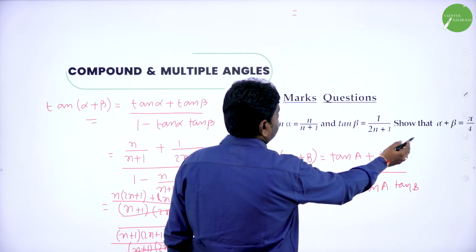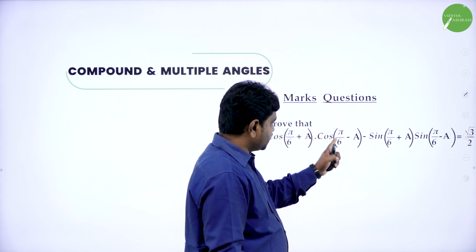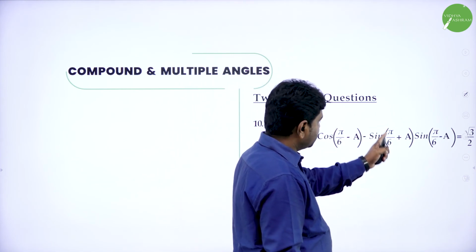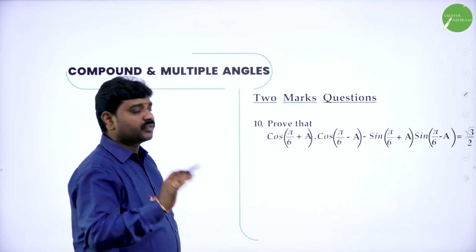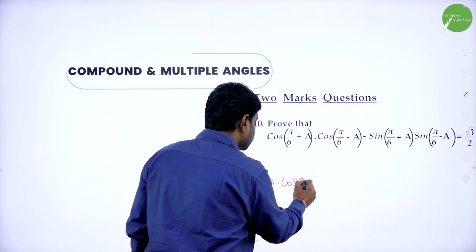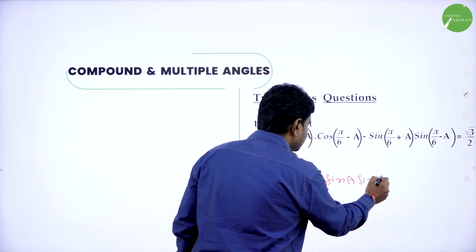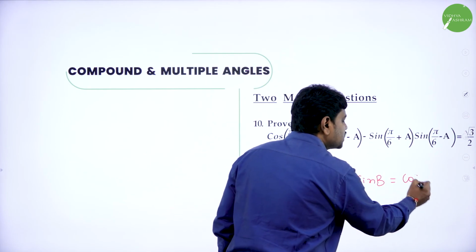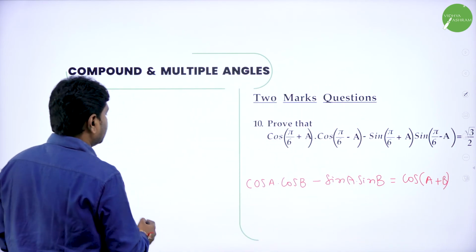That's it. Prove that cos of pi by 6 plus a into cos of pi by 6 minus a minus sin of pi by 6 plus a into sin of pi by 6 minus a is equal to root 3 by 2. Simple. Observation: it is in the form of cos a cos b minus sin a sin b. What is cos a cos b minus sin a sin b, dear students? Cos a cos b minus sin a sin b is cos of a plus b, that's it. So take LHS, arrive at RHS.